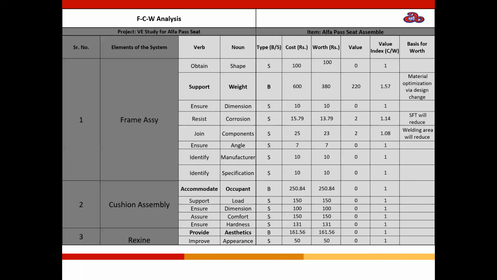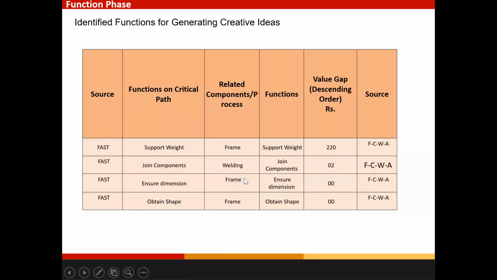And again, worth is a dynamic one, which is always very difficult for the company to predict, as it depends on the dynamic factor perceived or given by the customer. So here, for the higher value index they analyzed for the particular functions and particular components, they analyzed how much the value gap is. So 220 is the highest value gap, and that goes to the supporting weight. And the source is function cost worth analysis.